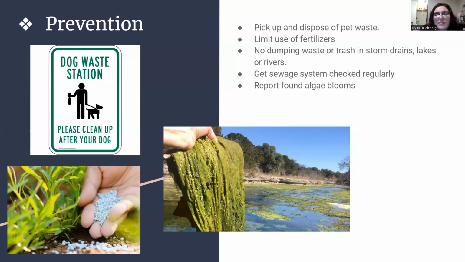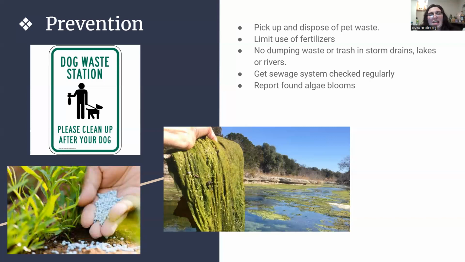And then no dumping waste or trash in the storm drains, lakes, or rivers. So no putting trash, lawn clippings, any kind of thing like that. Your pet's waste that you just picked up, don't throw it in a storm drain or a lake or a river. Don't do that. Get rid of it in the proper way. And then make sure to get your sewage system checked regularly if you own a house or anything like that. Your sewage system should be checked about every 3 to 5 years.